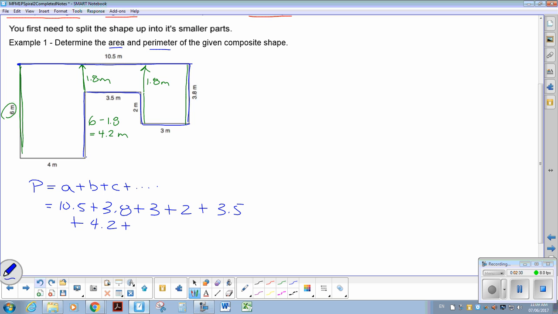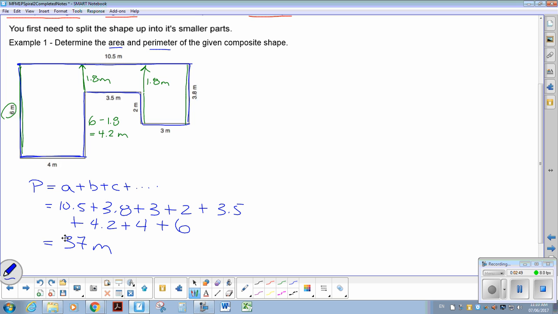4.2 plus, come across the bottom, 4, then we go up the side, and we have 6. So now I need to add that together. When we do our addition, we get 37 meters. So 37 meters around the outside.